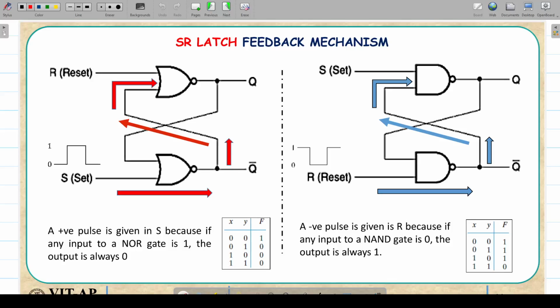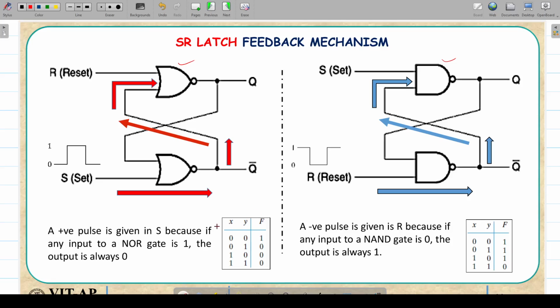So in our previous video, we had seen the mechanisms of triggering. In this video, we'll see how the SR latch works. Now you can see there are two figures I have shown. One figure uses the NOR gate, and in the other figure a NAND gate is used. Before we go to the explanation, we need to understand the property of the NOR gate.